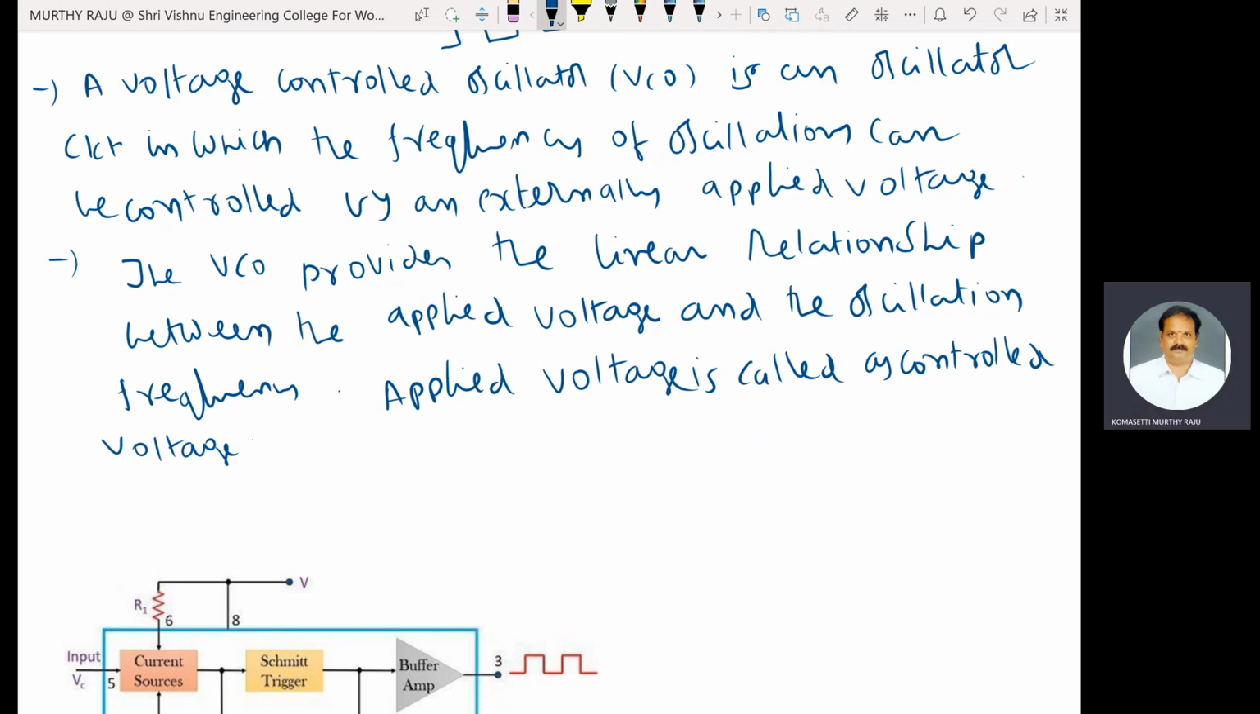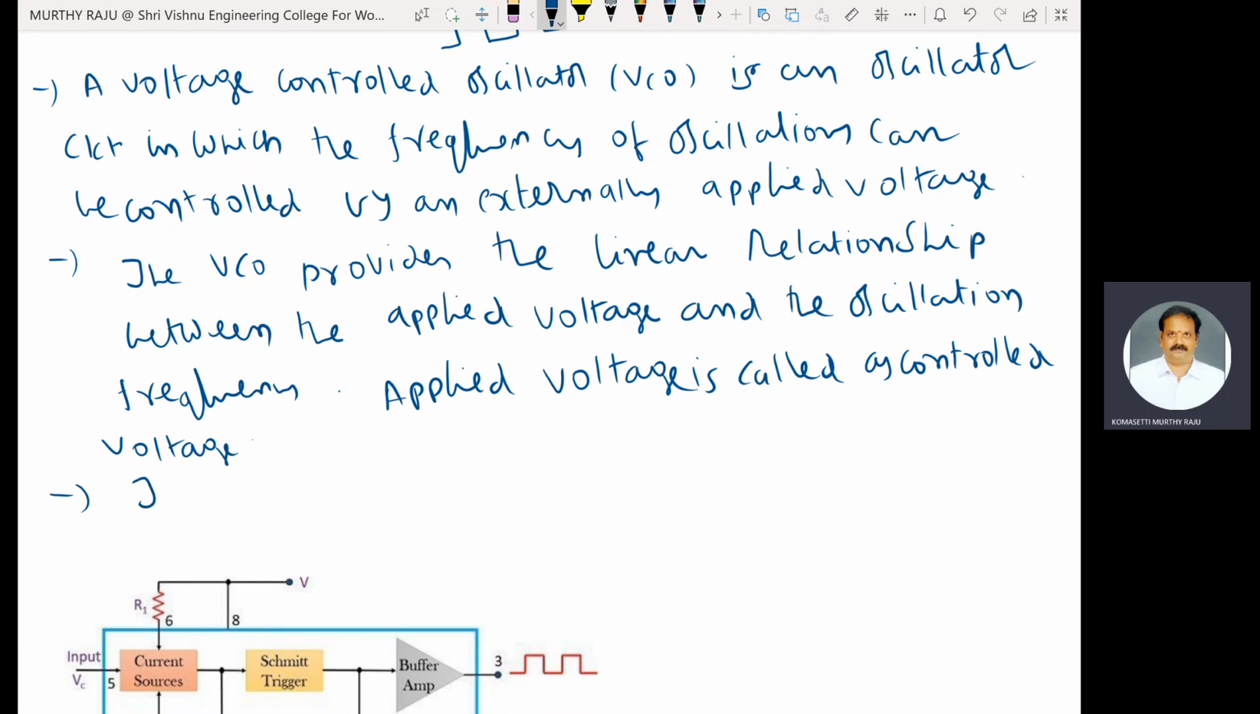Generally, a VCO is an oscillator circuit which is used to generate two types of waveforms, square waveform and triangular waveform, simultaneously. The frequency of oscillations can be controlled by an externally applied voltage, called the control voltage. The VCO also provides a linear relationship between the applied voltage and oscillation frequency. The control of frequency with the help of control voltage is also called voltage to frequency conversion.